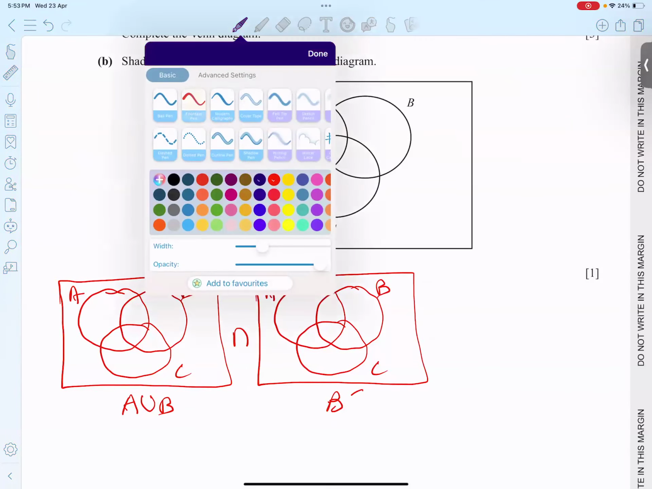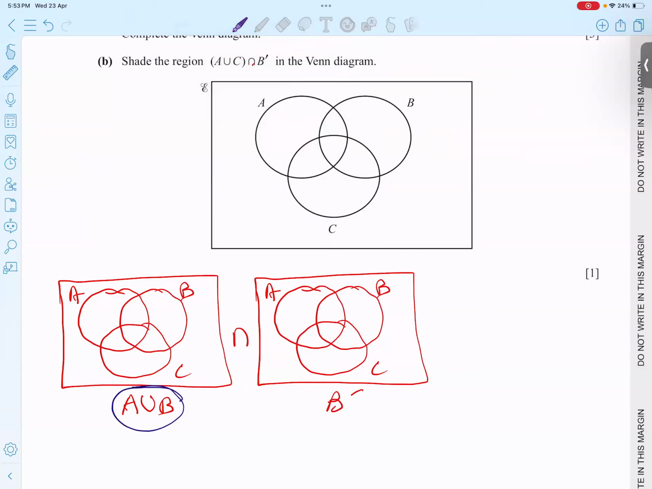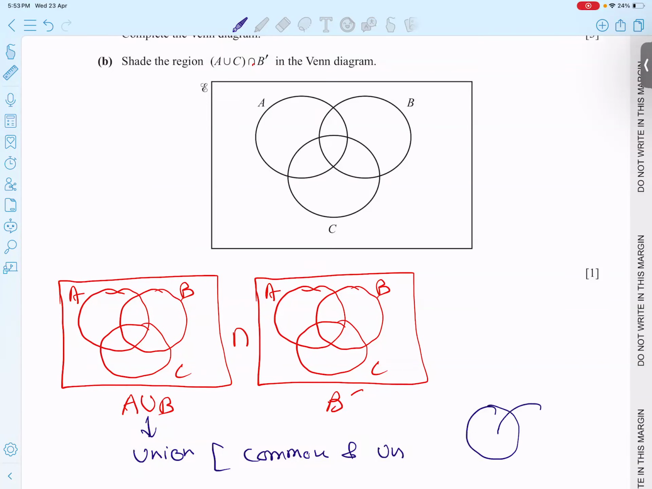So let me change the color of the pen. Okay. What is A union B? This is called union. What does union mean? Let me elaborate: common and uncommon members. So I will take A and B. Look here, students: this circle of A and this circle of B. This is called the common part between A and B, so I must take this part. I believe you understood why I have taken this part. And this is called uncommon, which is present in only A and only B. Short story, I will shade both circles of A and B. So this is called A union B.